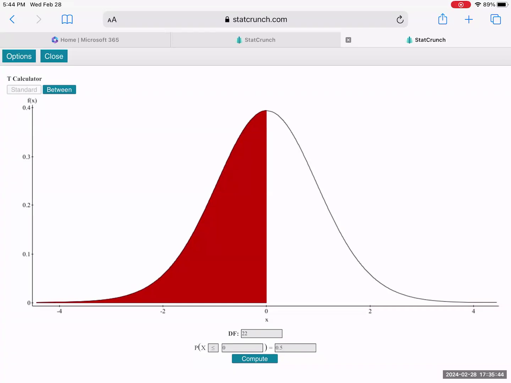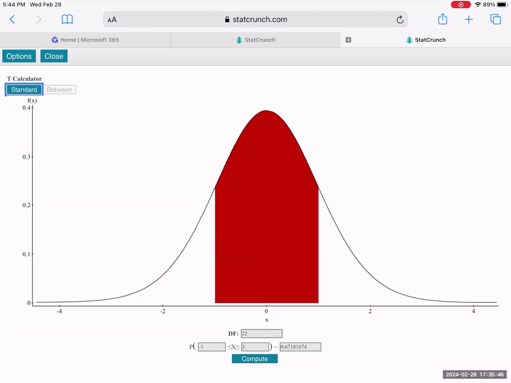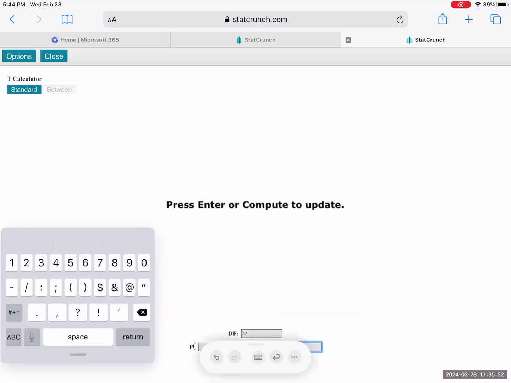Okay, but now we're going to hit between. And then it was a 95% confidence level. So we're going to go over there where the area is, and we're going to tell it that the area is 0.95.